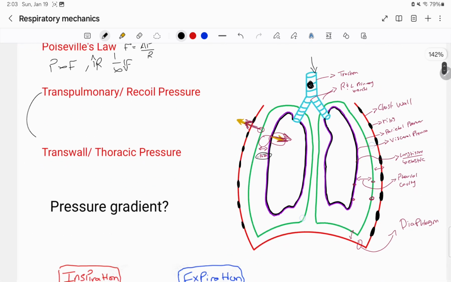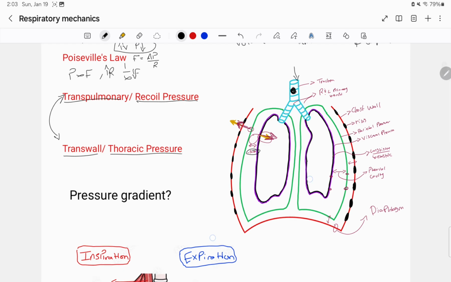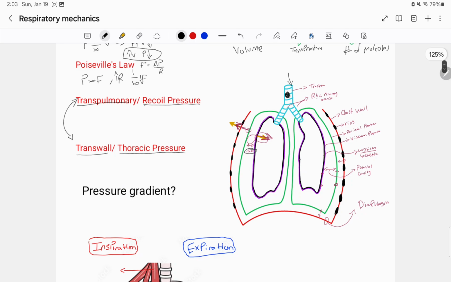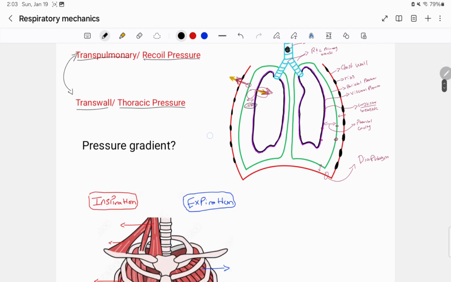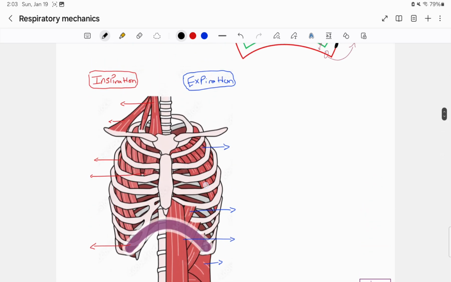Okay, so let's get back to these two pressures here. The transpulmonary pressure, sometimes also called the recoil pressure. And then finally, there's another one called the transwall and thoracic pressure, or the transthoracic pressure. I'm going to leave these blank for now until the next slide when we start talking about different gradients.